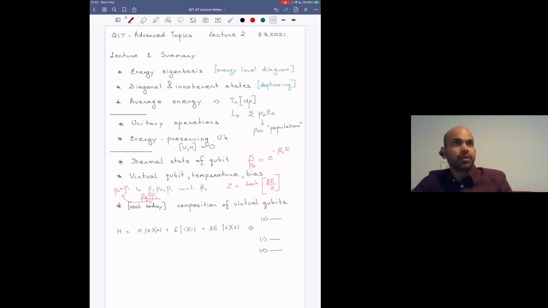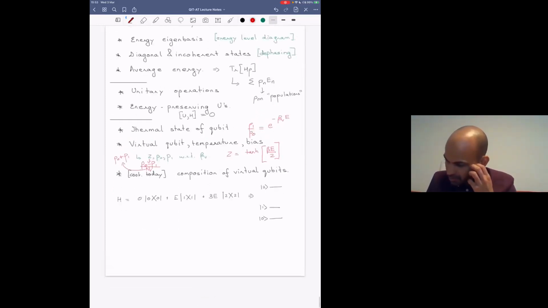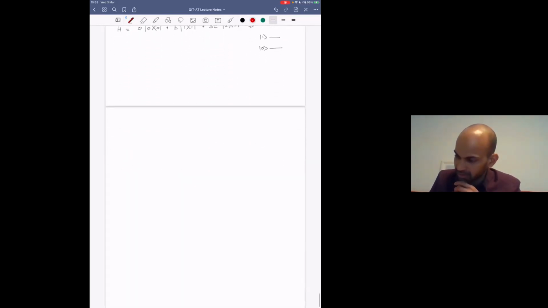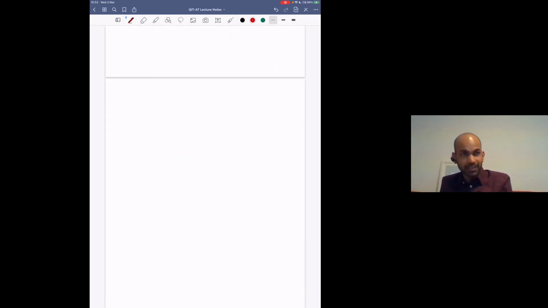Okay, so at the end of last lecture, we talked about composing virtual qubits, and I got the sense that perhaps the tensor product state structure is not something that people are very much used to. So I just want to briefly go through it now before I discuss again composing virtual qubits in particular.